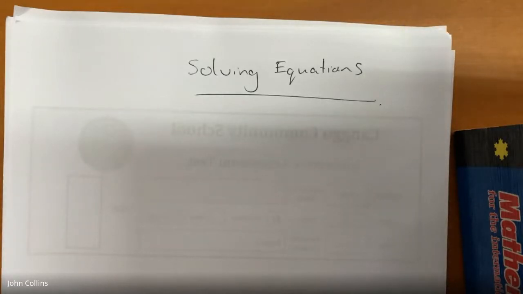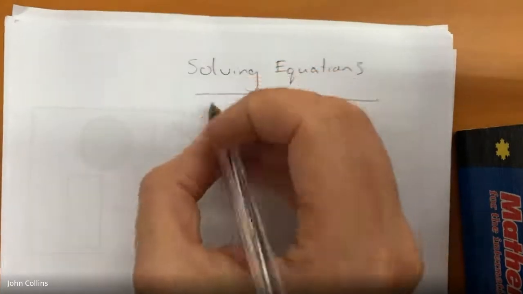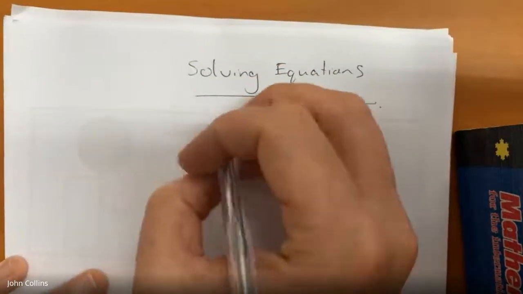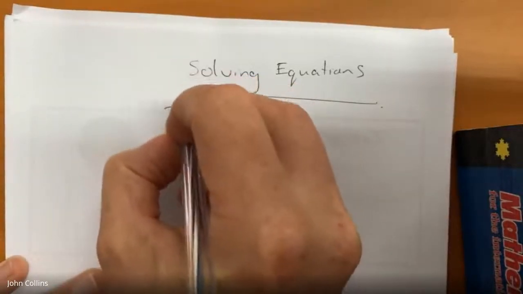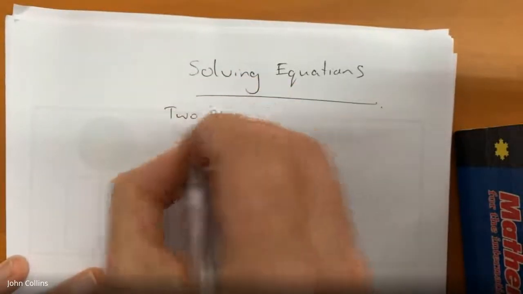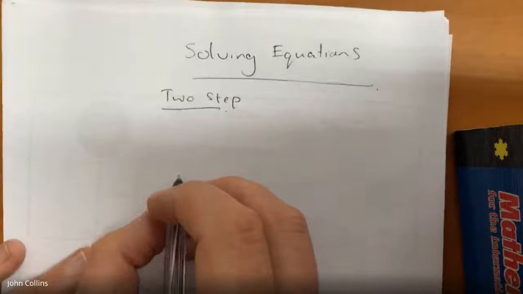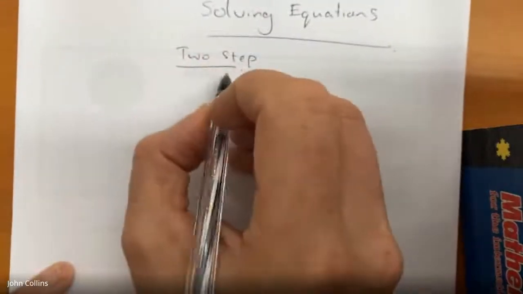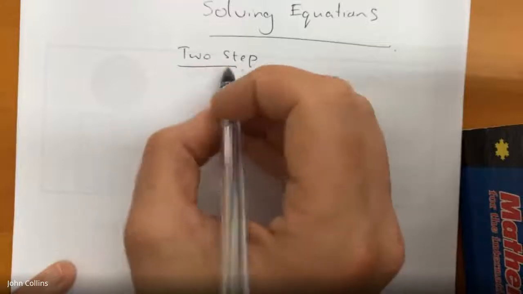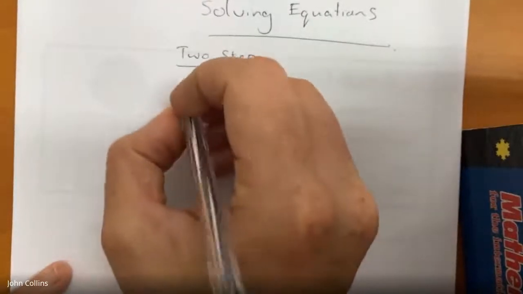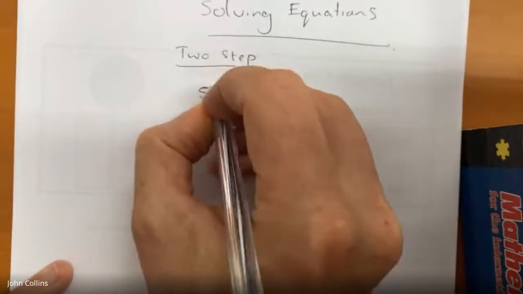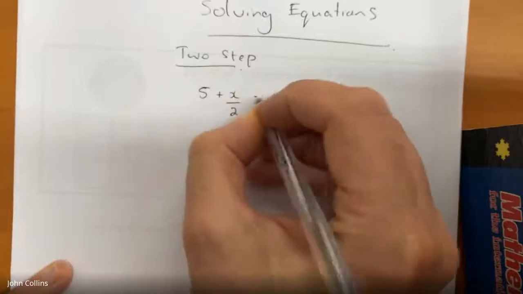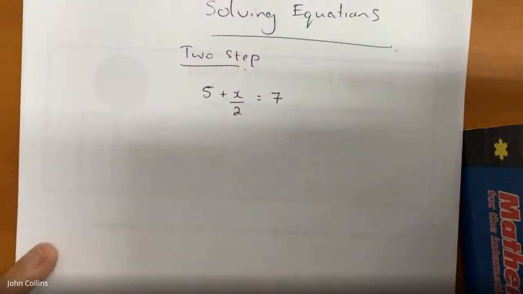Let's start with a two-step, just to start off with, although it's not necessarily two steps. This is the last two-step I'll give you an example of. After two-step, they're called multi-step because it could be 3, 4, 5, 6 steps, but we just call them multi-step. We don't name them. Okay, so let's do one more. Let's take 5 plus x over 2, and we want to find out what's the answer for that if it equals 7. We want a method.